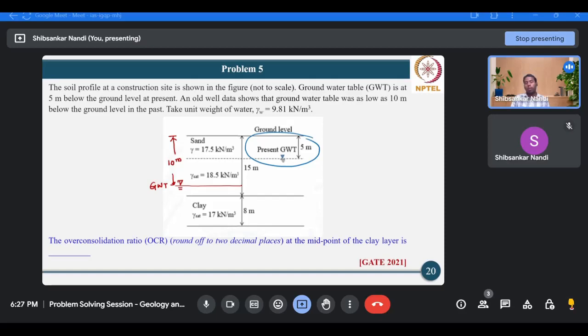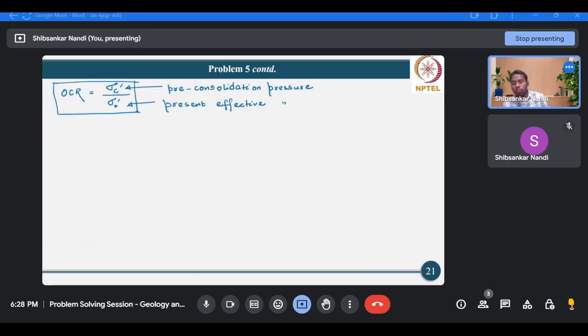So therefore, the main task of this problem is only to determine the present effective overburden pressure at the midpoint of the clay and the past effective overburden pressure at the midpoint of the clay, and then take a ratio of these two effective overburden pressures to obtain the over consolidation ratio. Okay, so that will do. So first we'll calculate the present effective overburden stress.